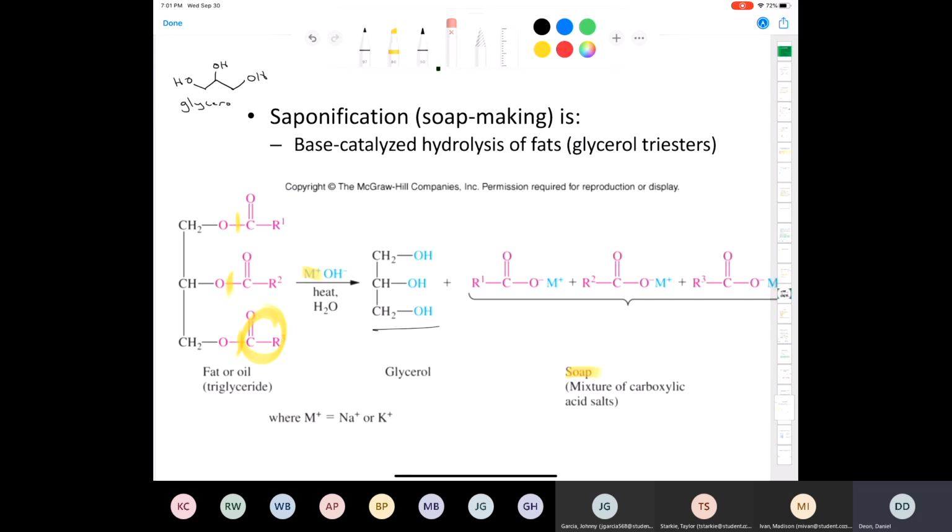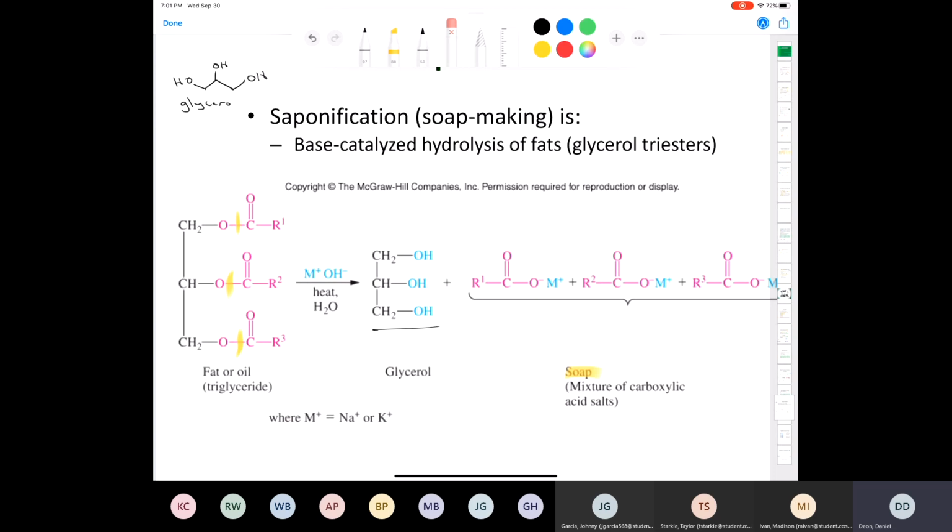If you go on YouTube and you Google soap making from animal fat, you can find Avogadro's number of videos of people doing that. If you have some spare time, check it out. It'll help you remember what the heck is going on in the reaction.